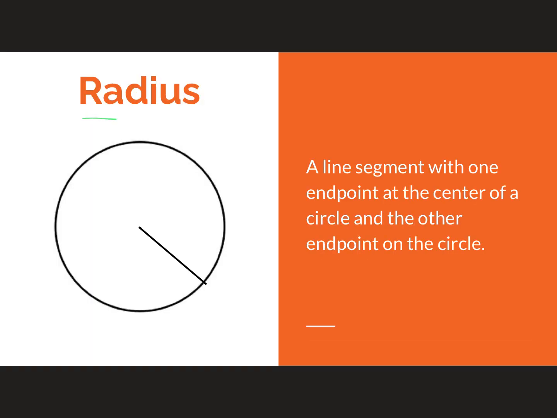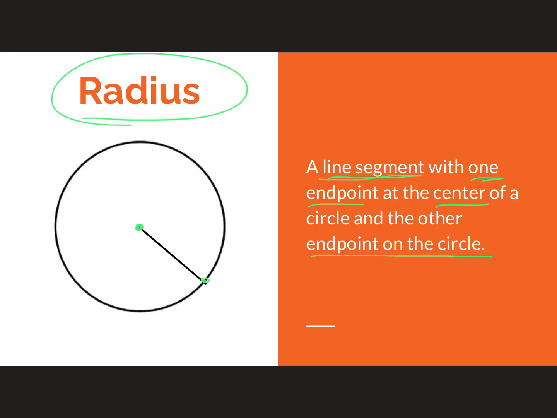Our next word is radius. So, when we talk about a radius, it is a line segment. Again, we're talking about a segment, not a line. There's no arrows on the end. With one of the endpoints at the center of the circle and the other endpoint on the circle. So, you'll see that radius is from the center to the edge of the circle.